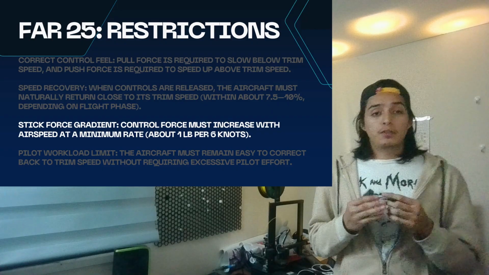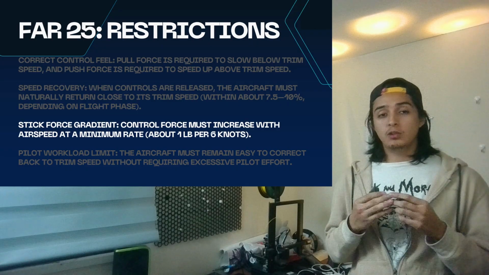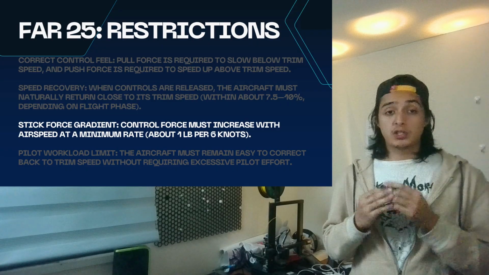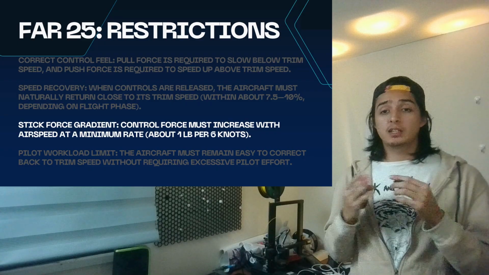So the third one is the stick force gradient. This means that for every change in velocity, the force that you need to apply over the stick will also change. And in this case, change by 1 pound per 6 knots.